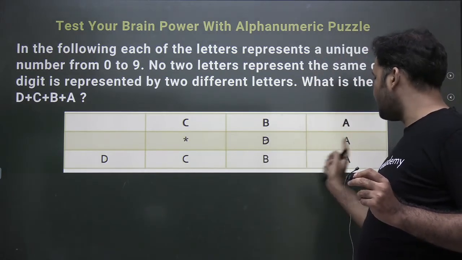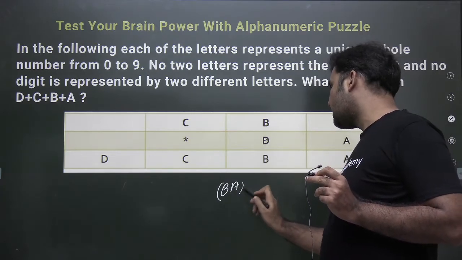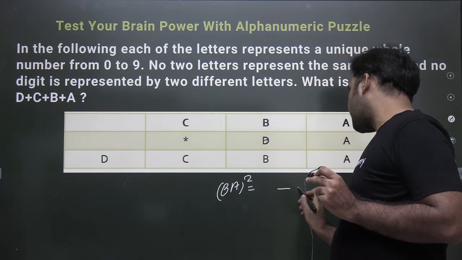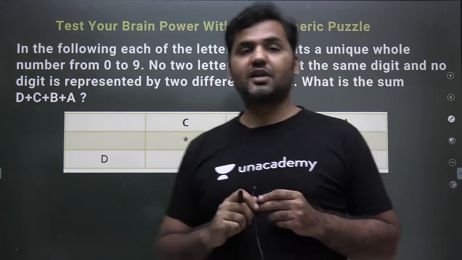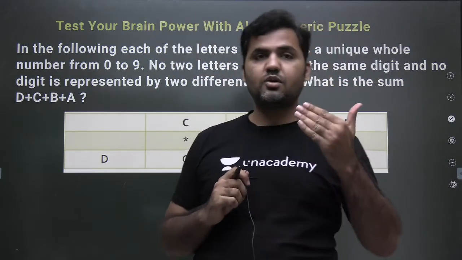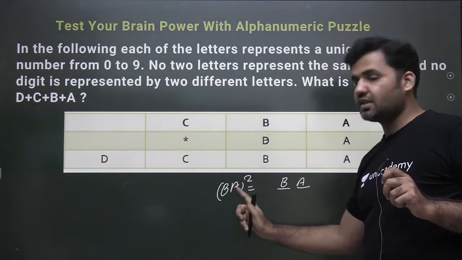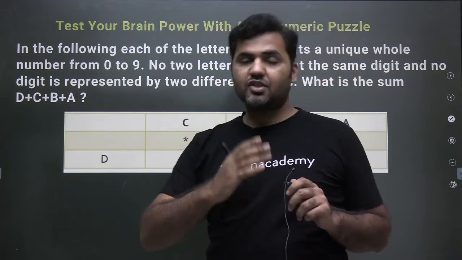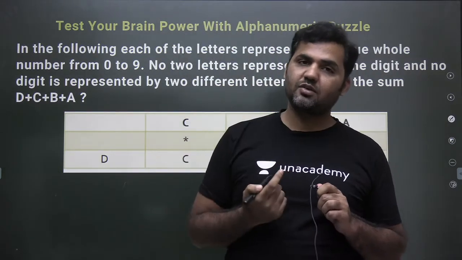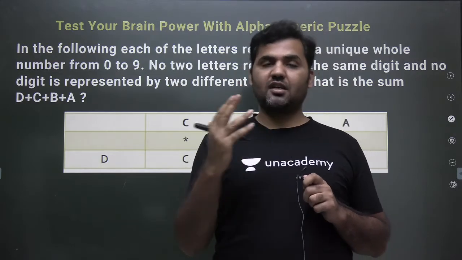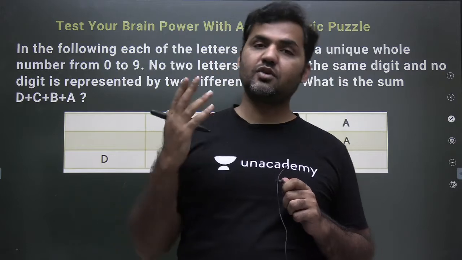That BA into BA is BA. That means, can I say that BA square should be giving you a number which should be ending with BA? Can you think of a number, can you think of a square of a 2-digit number which end up having the same digit as this number itself? 11 square is 121, the last two digit is 21. 12 square will give you last two digit as 44. 13 square will give you 69. 14 square will give you 96. 15 square will give you 25.